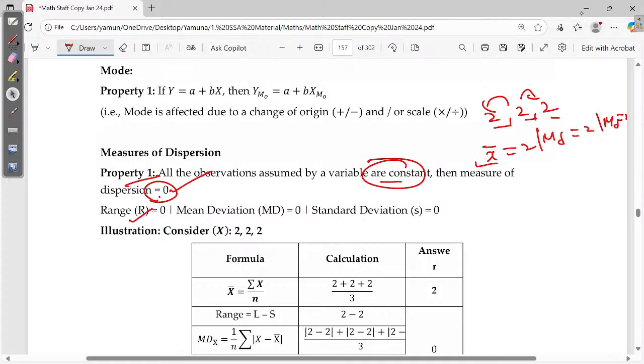Usually we are not going to discuss quartile deviation because quartile deviation in each and every case is giving an alternate result. So we are not discussing quartile deviation and it's not in our scope of syllabus. So range will be 0, mean deviation will be 0 and standard deviation also will be 0.